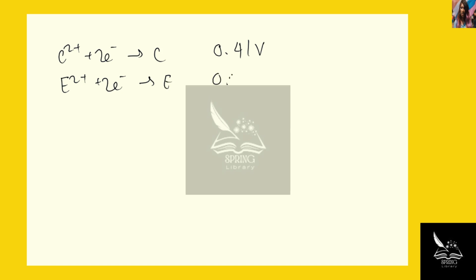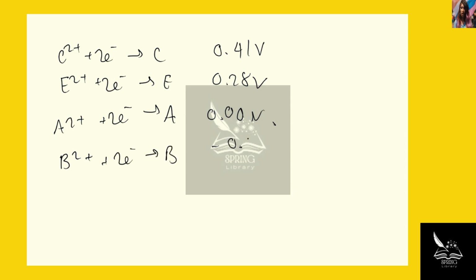where we have C2+ plus 2 electrons to get C, 0.41 volts, E2+ plus 2 electrons to generate E, 0.28 volts, A2+ plus 2 electrons to generate A is 0.00 volts still, B2+ plus 2 electrons to generate B is negative 0.53 volts, and lastly we've got D2+ plus 2 electrons to generate D is negative 0.72 volts.